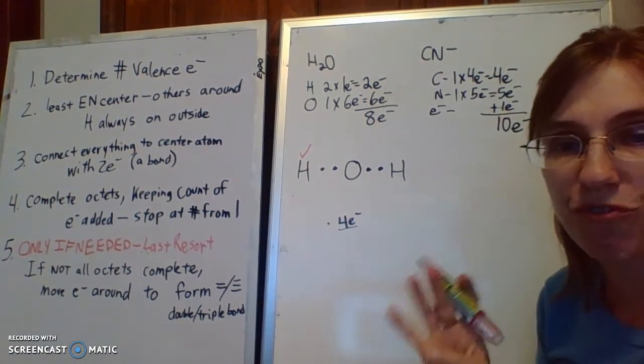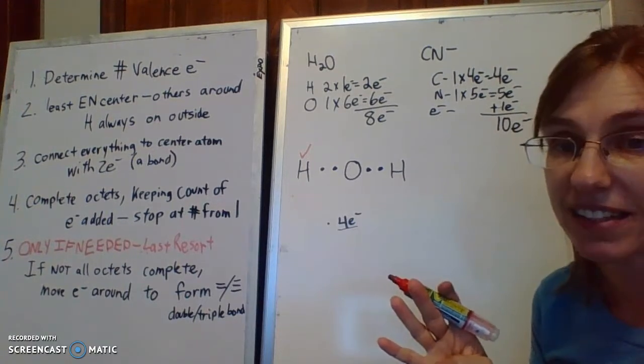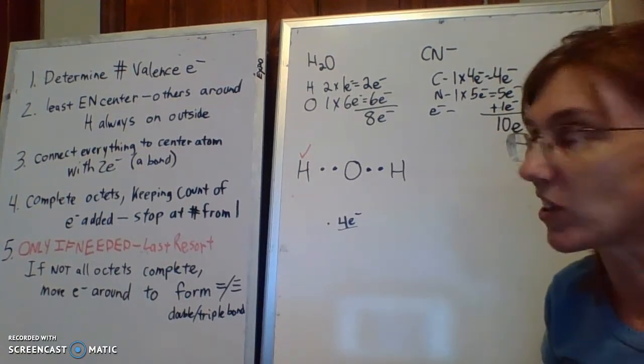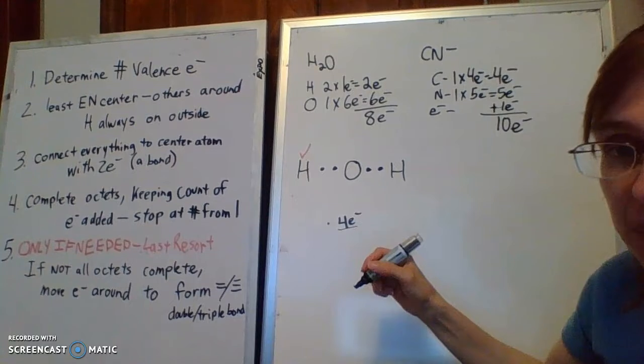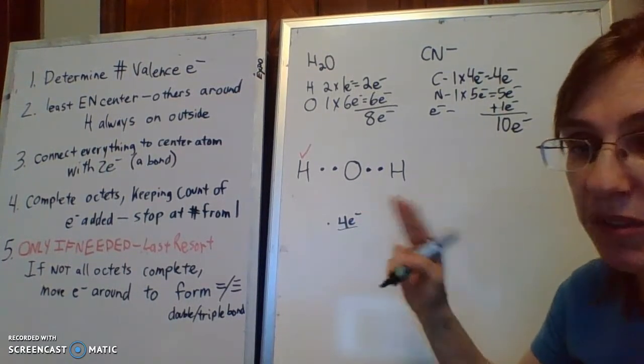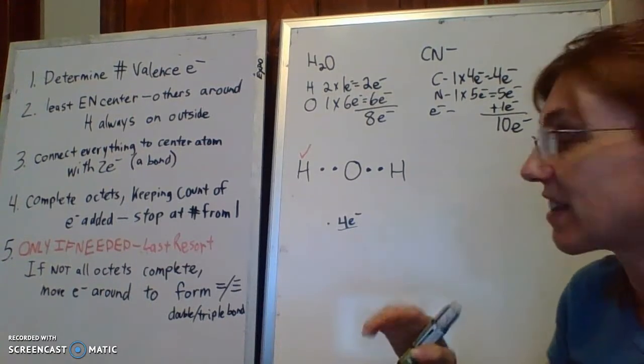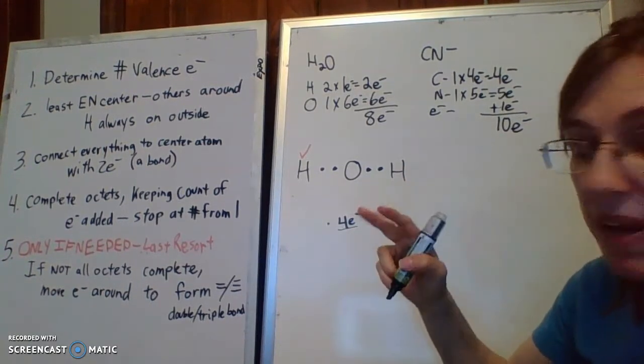So oxygen has 4 electrons. How many does it need to be happy? It needs 8. So oxygen needs some more electrons. So let's go ahead and add them. Remember, we're going to always add them in pairs because in this class we aren't dealing with anything that's got radicals or anything like that. So we're always going to add them in pairs.